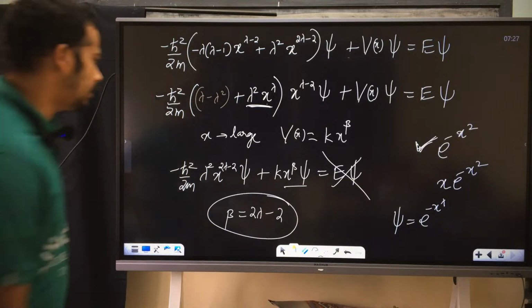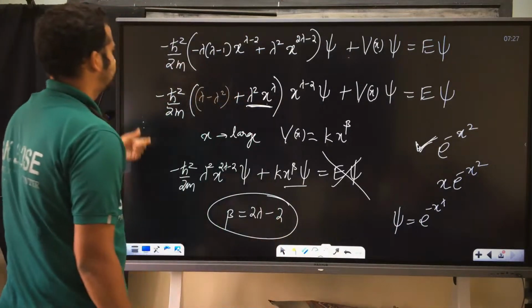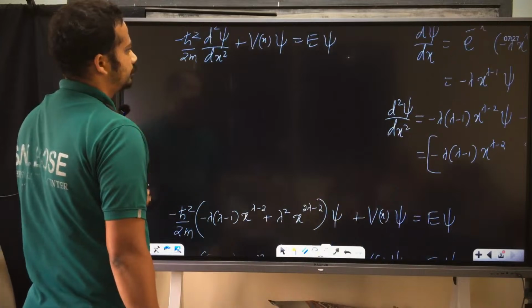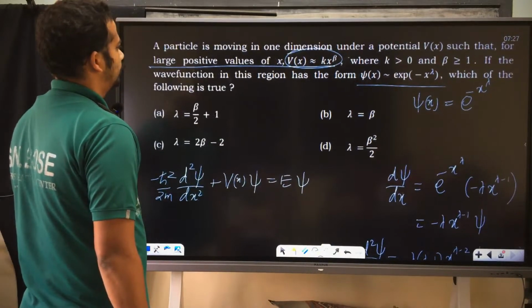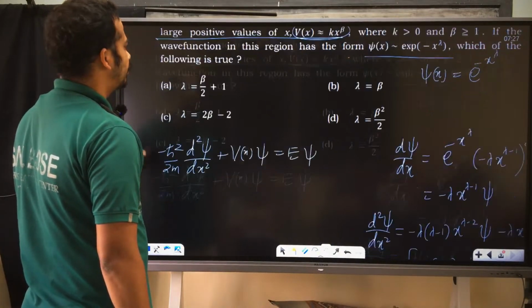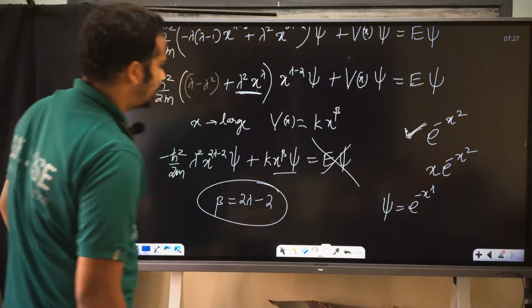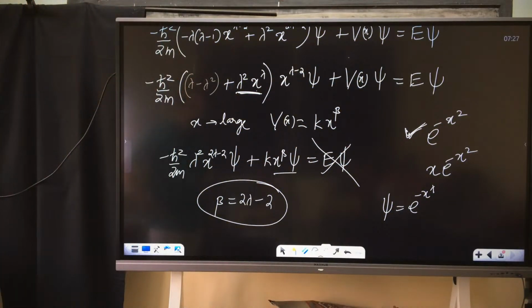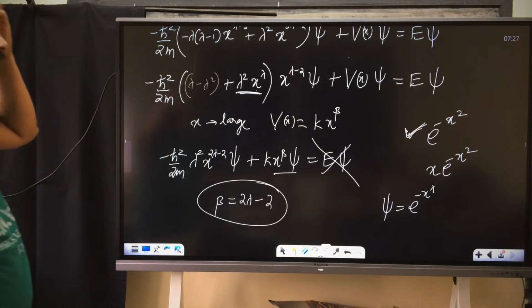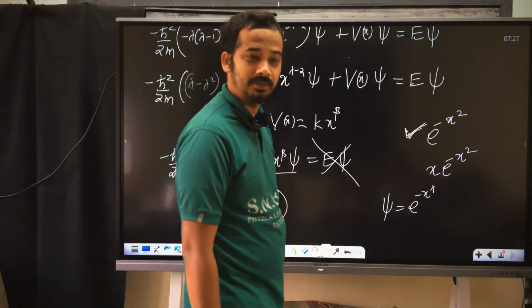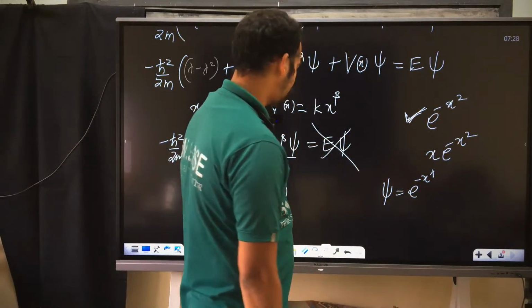Did he mention anything about lambda? Beta is greater than 1, he mentioned. What you're saying, sir, we can just equate this. You said no, sir, the constant term will be equal to the e term and the variable term will be equal to the variable term. Yeah, that was right. I forgot that one. You don't have to neglect this one.